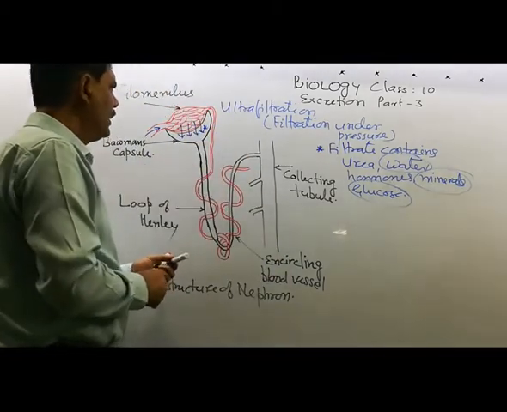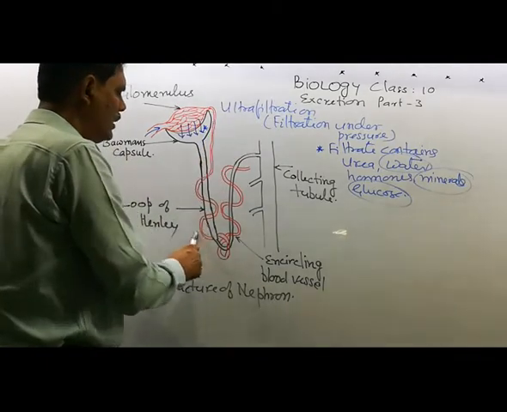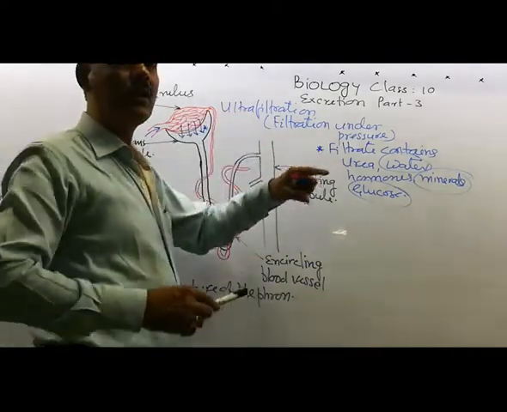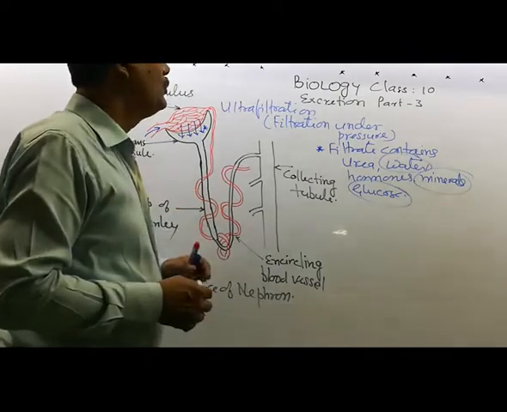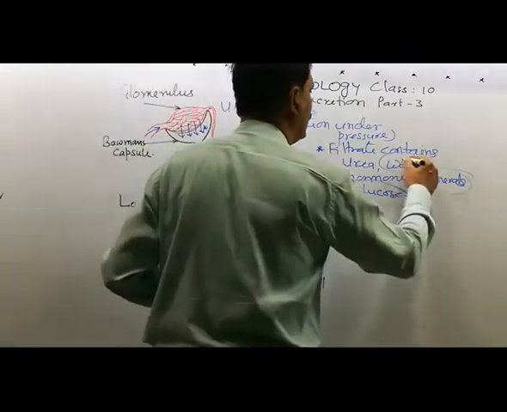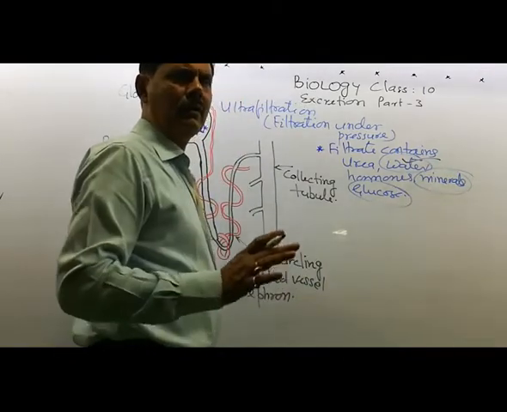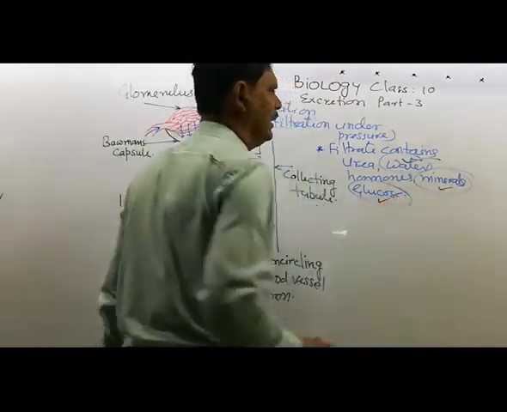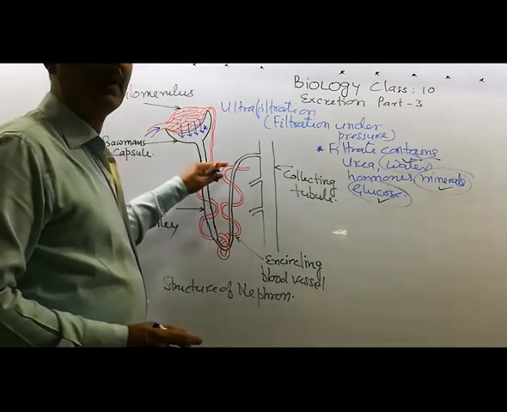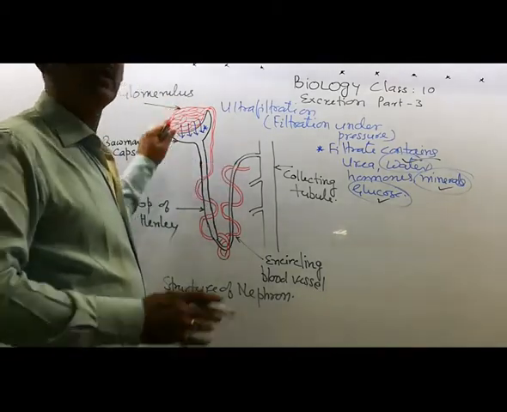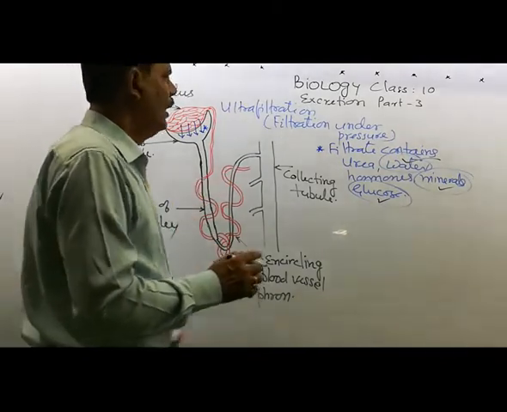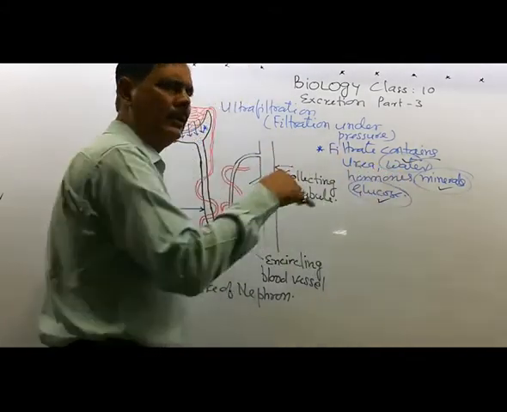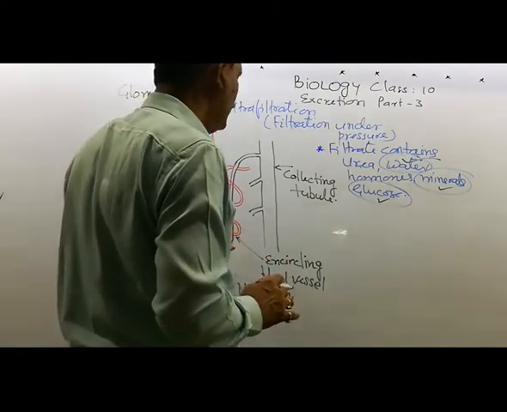Thereafter, the coils of blood vessels encircling it reabsorb the substances that are required into the blood. Whatever quantity of water is required, the minerals, and the glucose required, are reabsorbed into the blood vessel and put into the normal bloodstream. Ultimately what remains is the urea, excess water, and hormones which have already been used up, and those are removed in the form of urine.